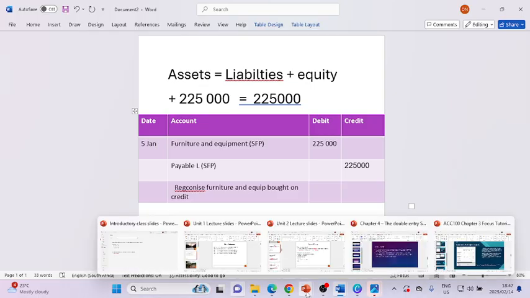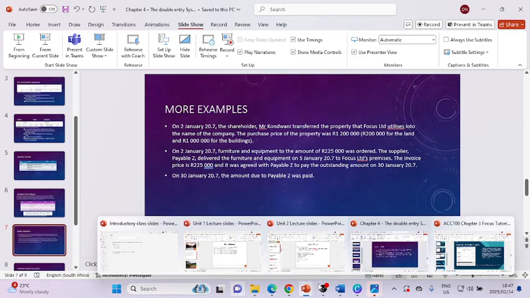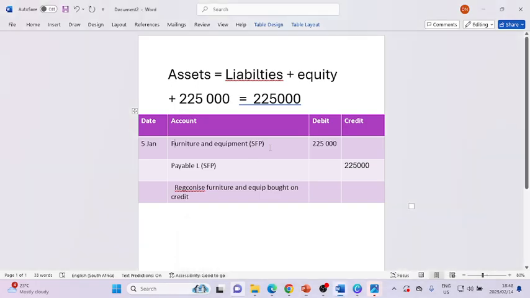Now, the rest of this story says that on the 30th of Jan, the amount due to payable Z was paid. It was payable Z, not payable L. So you're going to come here. The amount was paid, so let me just fix this, payable K. It means that this payable, you're gonna derecognize it.